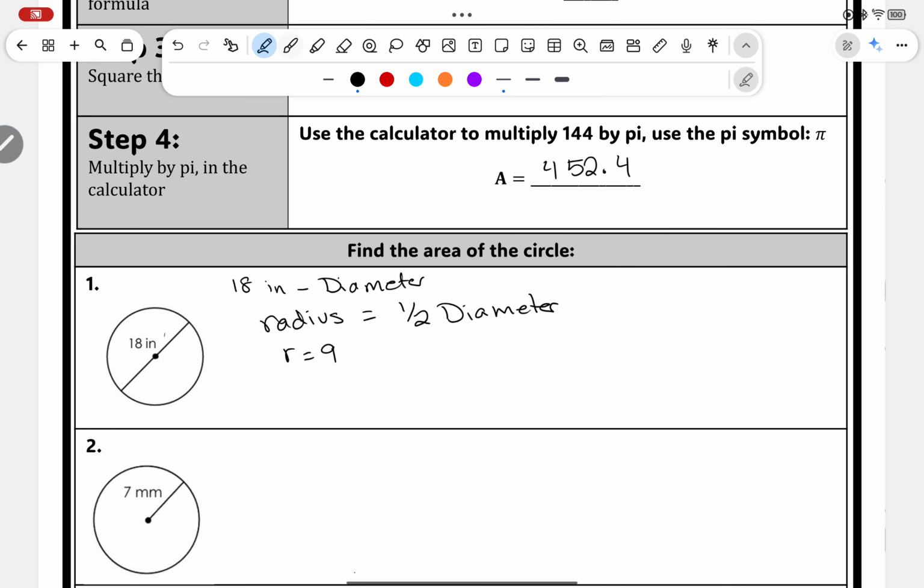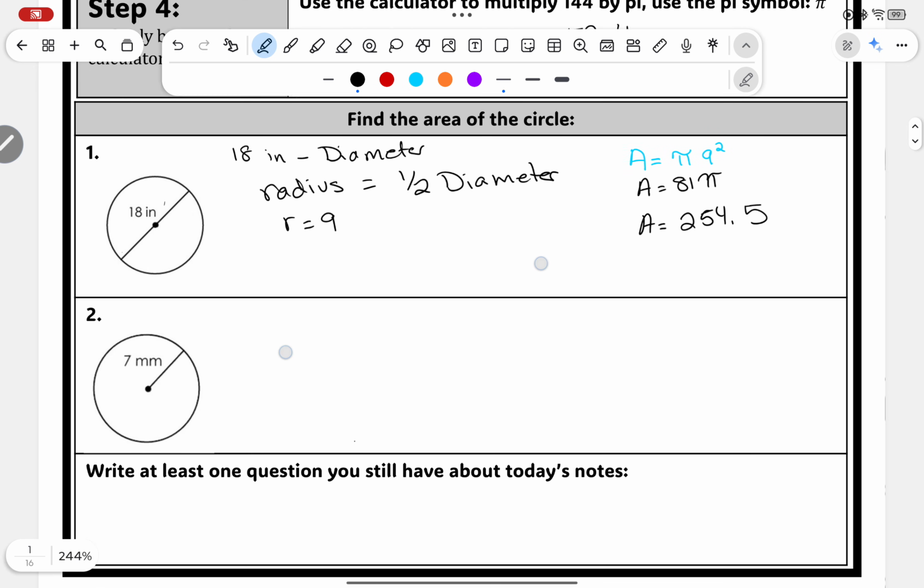So now using that information, I'm going to plug in A is equal to pi 9 squared. So now that I know that, I know 9 times 9 is 81. So my area is equal to 81 pi. And when I multiply 81 times pi, I get my area is equal to 254 and 5/10.